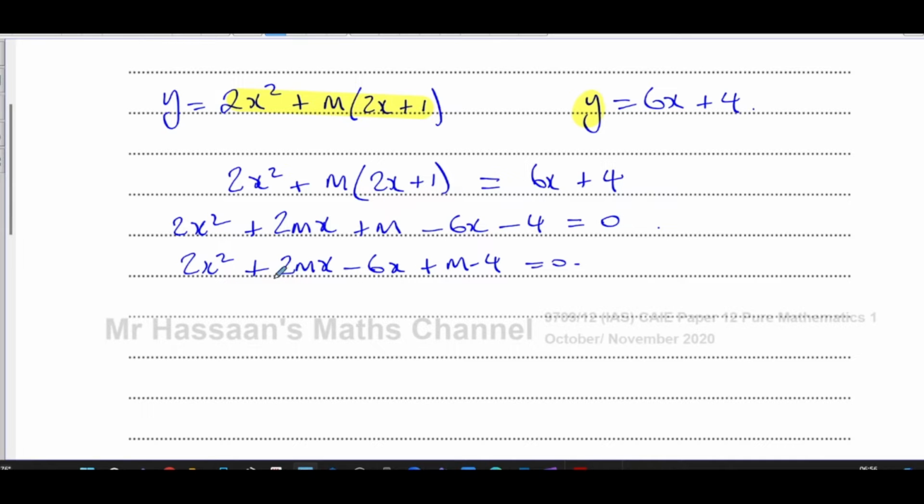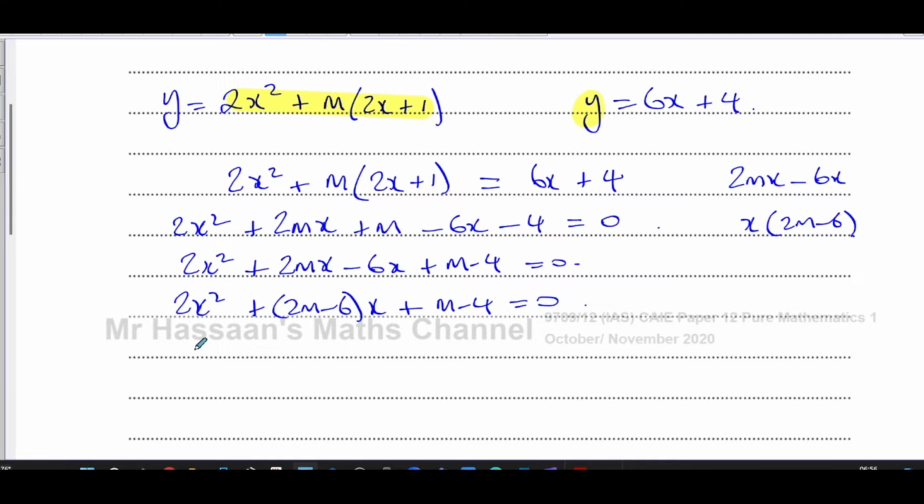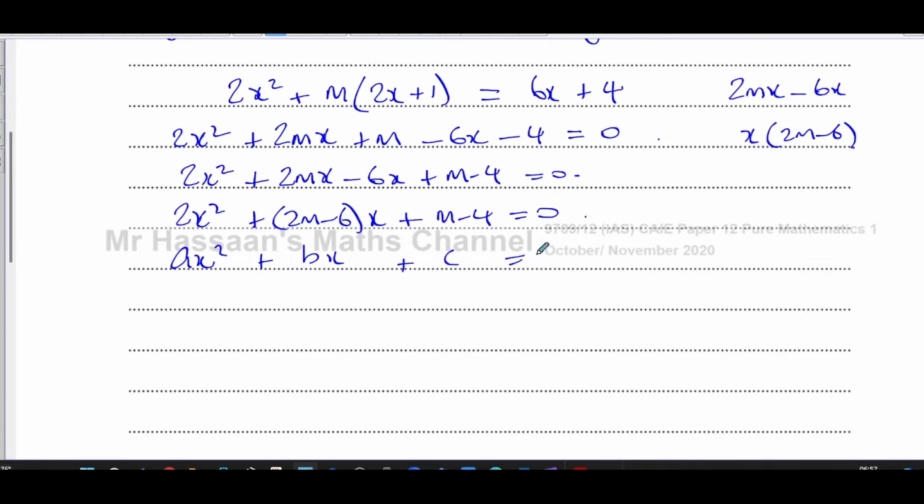Now what I want to do is write this so I have a coefficient of x. So I'm going to take x as common. So if I have 2mx minus 6x, I can write this as x times 2m minus 6. So what I'm going to do here is I'll write the 2m minus 6 first. So 2m minus 6 times x plus m minus 4 equals 0. So here we have something in the form ax squared plus bx plus c equals 0. So we have here a is 2, and b is 2m minus 6, and c is m minus 4.